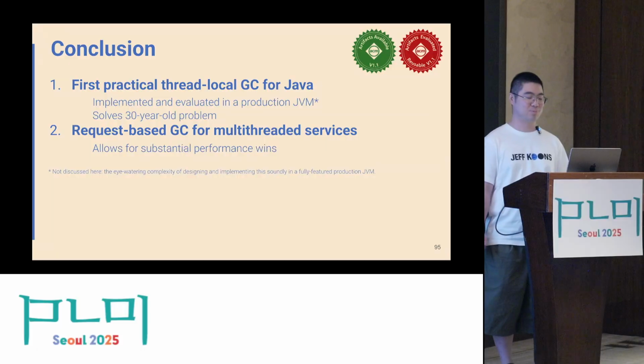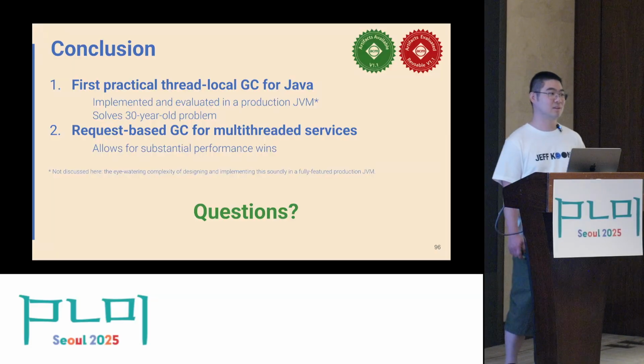ISO is just the first practical thread local GC for Java implemented and evaluated in a production JVM. And request-based GC for multi-threaded services allows for substantial performance wins if the workloads are suitable. Okay, I'm happy to take questions.